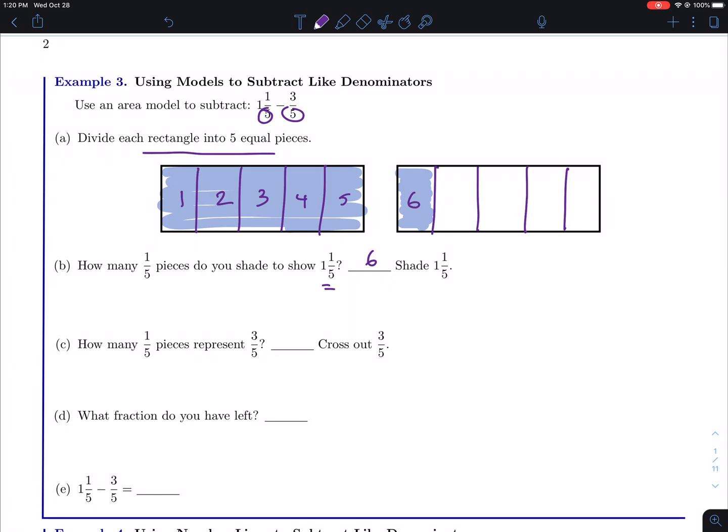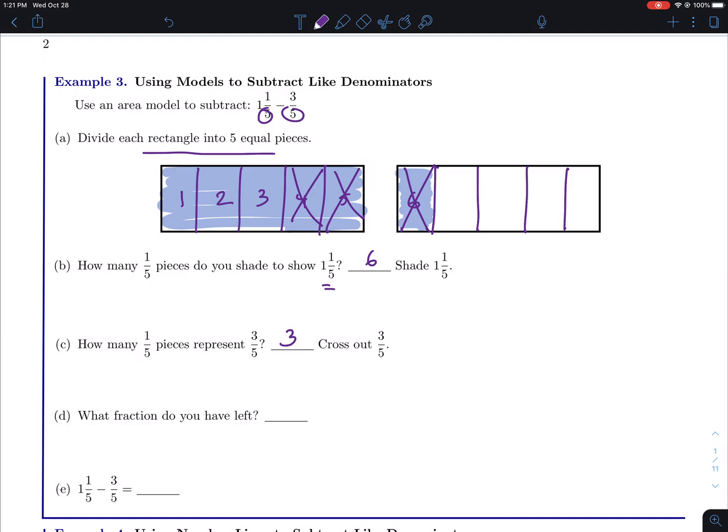But now, since we're subtracting 3/5, instead of shading more in, we want to use our takeaway method and actually get rid of stuff. So how many 1/5 pieces are represented by 3/5? They're just 3. So the goal is to take away 3/5 of these. I just chose to take the last 3 away. You could take any of the 3 away. It doesn't matter which 3 you take away.